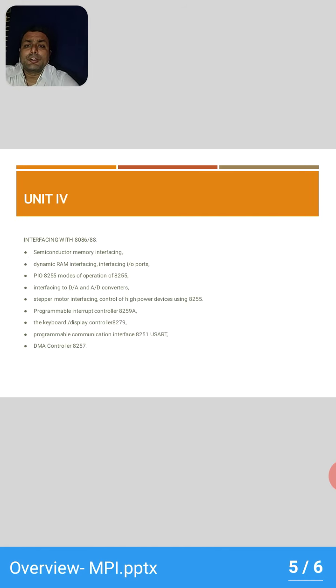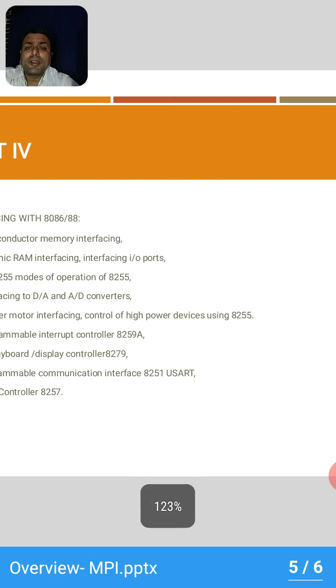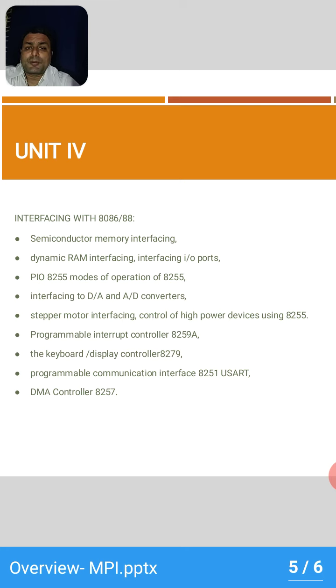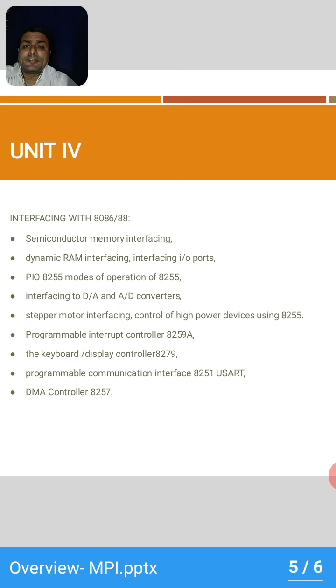Coming to the fourth unit, it is a very important unit regarding our microprocessor, as it relates to the industrial environment. That is, interfacing of the microprocessor with peripheral devices. So what are the peripheral devices which can be connected to the microprocessor 8086?